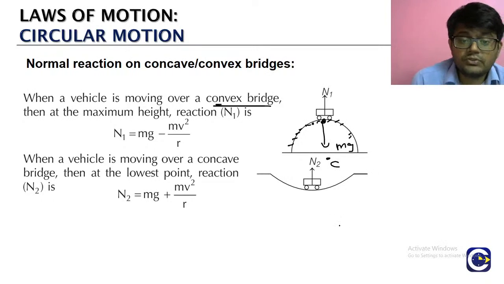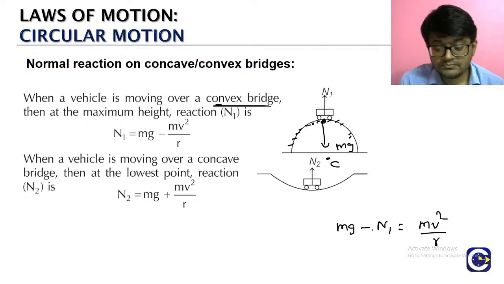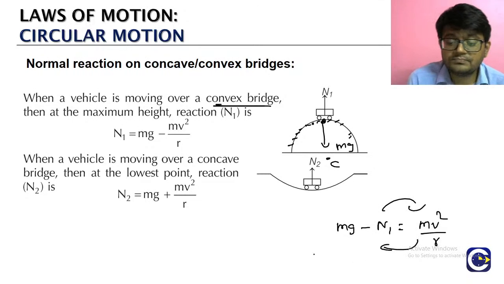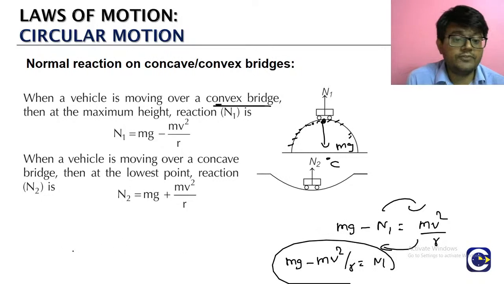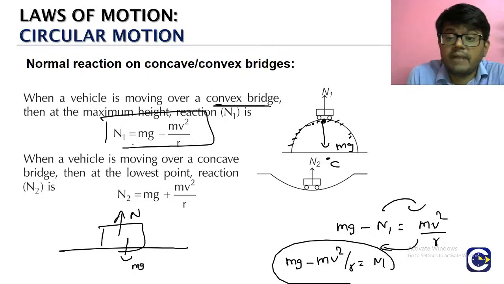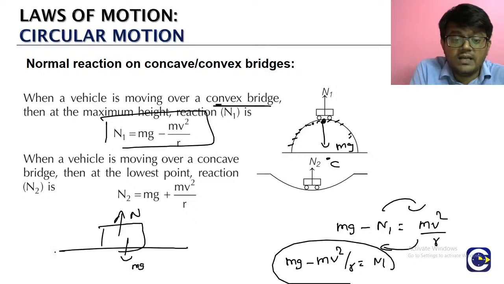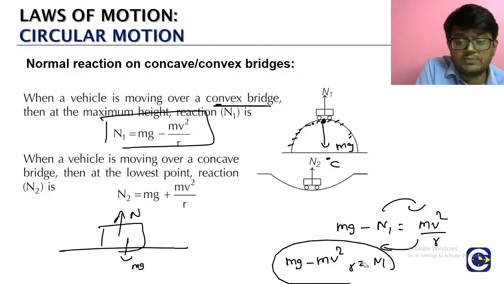Net force towards the center means Mg minus N1 is equal to Mv square by r. If you rearrange, Mg minus Mv square by r is N1. Normally, if you are going on a flat road, normal reaction is equal to Mg. But here normal reaction is Mg minus something. So we will actually feel that our weight is getting reduced. That's what we also normally observe.